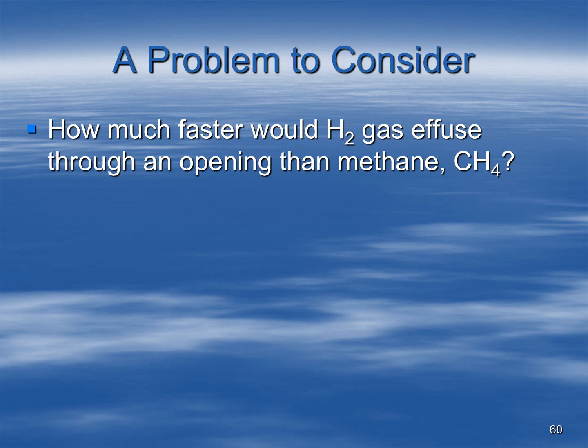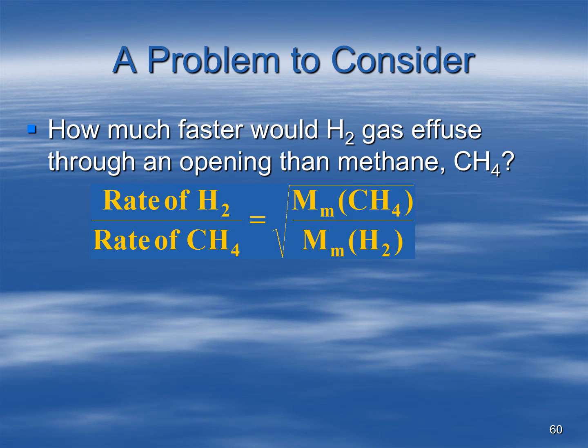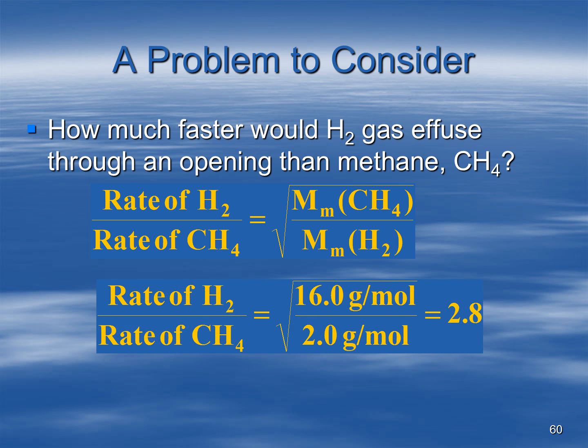I won't ask you a question like this, but it should be fairly straightforward to figure out. How much faster would hydrogen gas effuse through an opening than methane? Well, the rate of H2 compared to the rate of CH4 is just the molecular weight of CH4 divided by the molecular weight of H2, and then take the square root. So CH4 is 16, hydrogen is 2, so that's 8. The square root of 8 is 2.8. So hydrogen would effuse 2.8 times faster than methane.